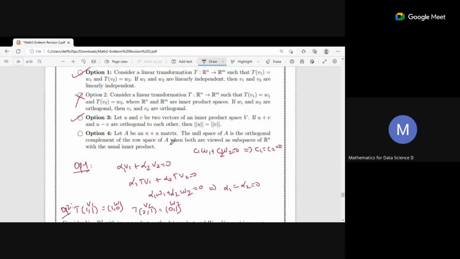Okay, so option 4, the null space is the orthogonal complement of the row space. This is true. Always remember, null space of A is the orthogonal complement of row space. This is a very important property. Can you explain a little more, ma'am, if possible?